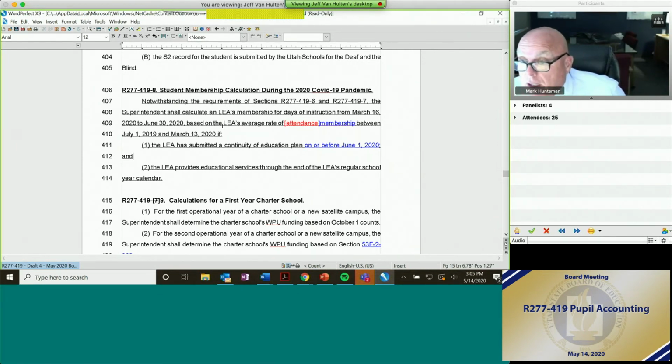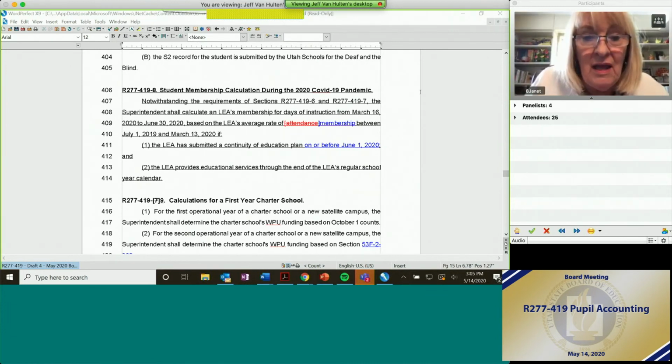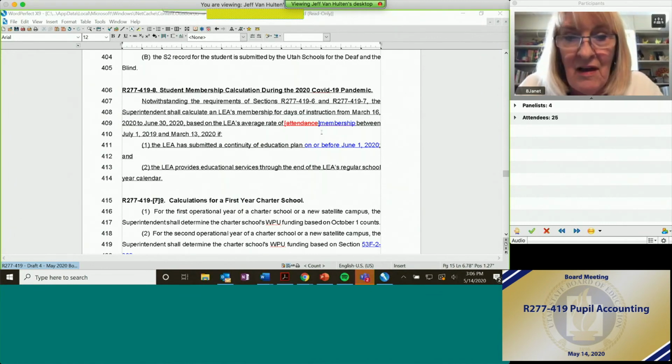Board Member Cannon, your hand is raised. Board Member Lear, your hand is still raised. Scott Hansen's hand's raised. So Board Member Cannon. Question for Angie. Noticing on line 409, they've changed the LEA's average rate of attendance to membership. That seems like the thrust of this. Would you just comment on how an average rate of attendance, of course, kids have only been attending online, differs from the LEA's average rate of membership, and kind of compare the two for us so we know exactly what the change is here?